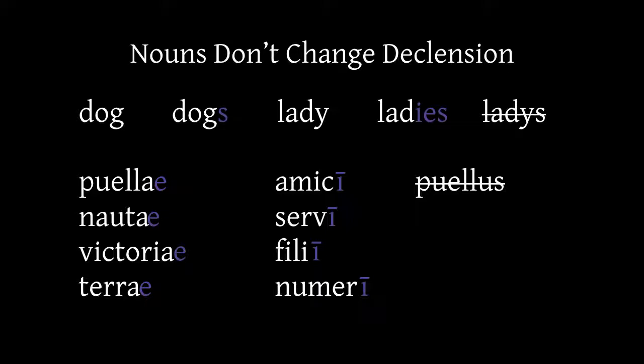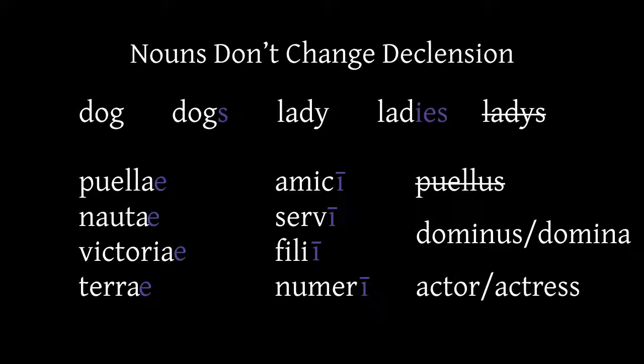But wait, you'll say, I know that there's a word like dominus, and there's also a word like domina. Aren't they changing those words? Isn't that just the same word with 2 different endings? No, it's not. Dominus is a second declension masculine noun, and domina is a first declension noun. They are two different words, much like actor and actress in English are two different words. They have the same base, but they're two different words because they have two different stems.